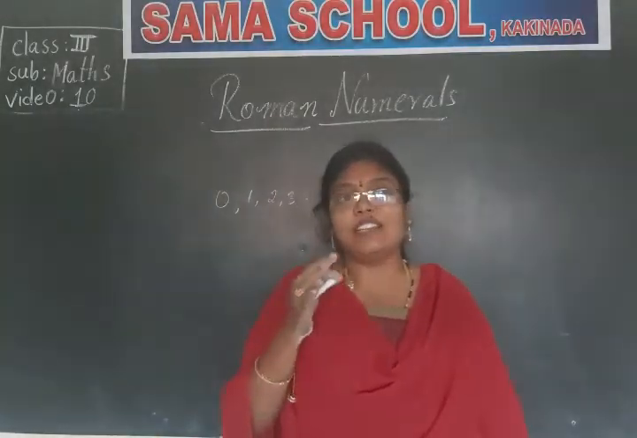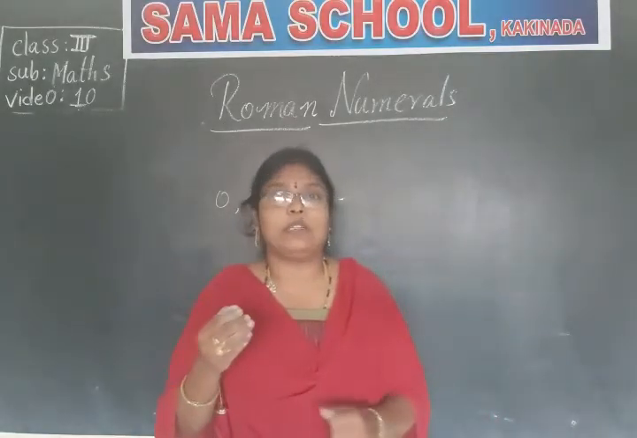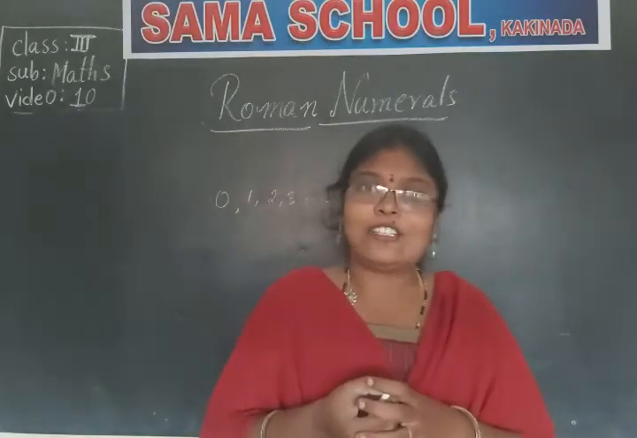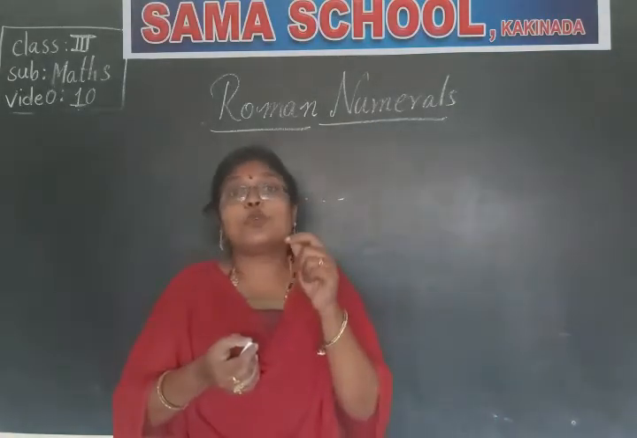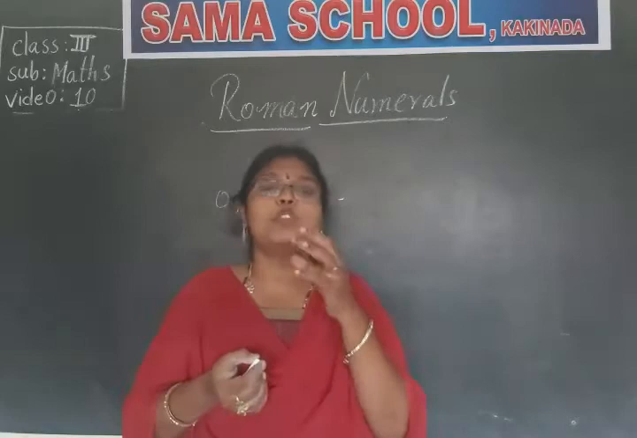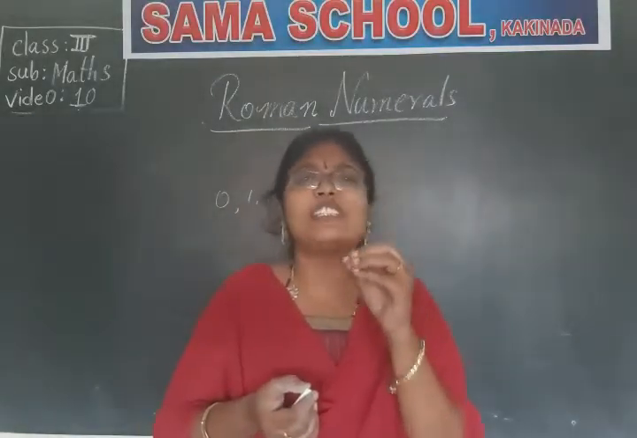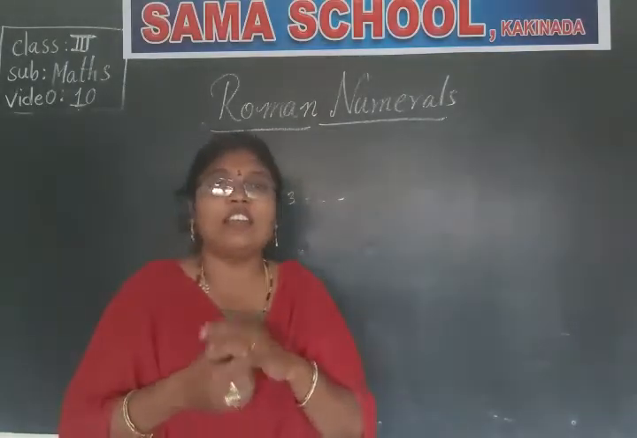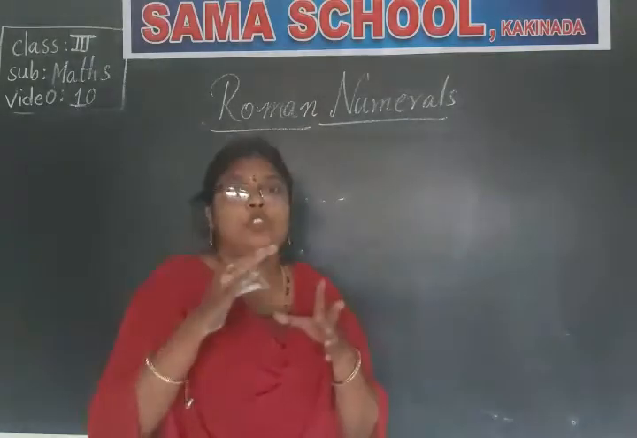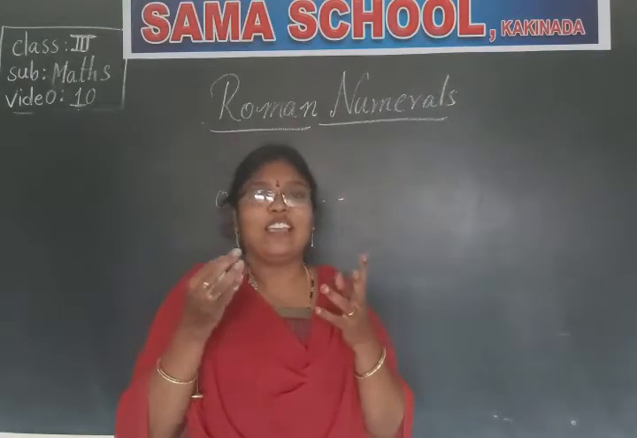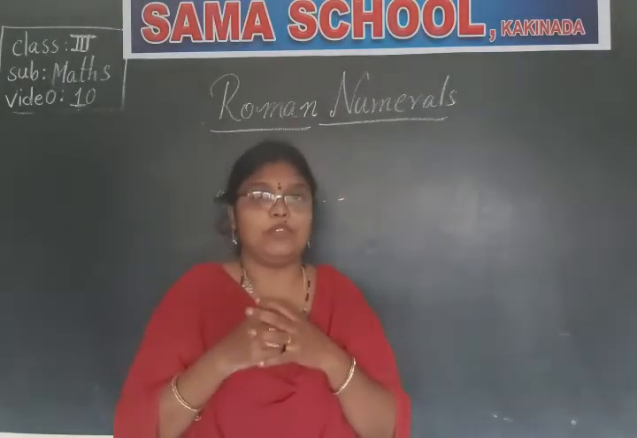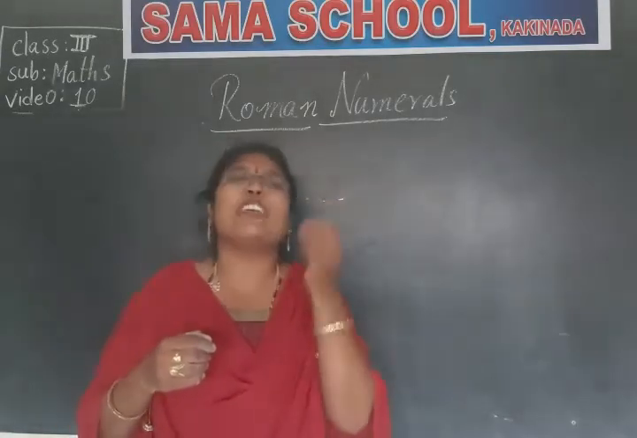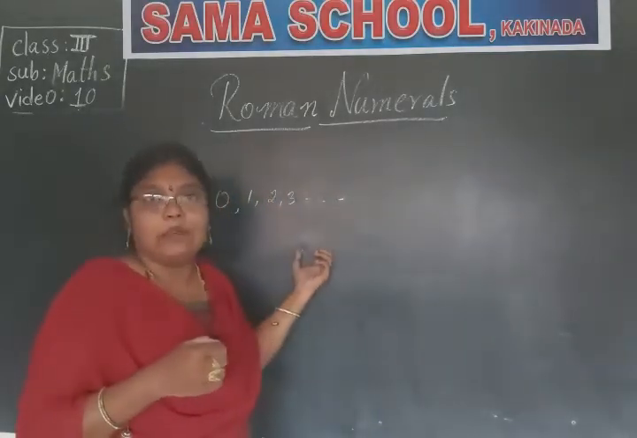For example, they used to have pet or domestic animals like cow, goat, buffalo, sheep and so on. To keep a count, they used to draw some special symbols. But later on they understood that it is not possible to count if it is a bigger number. So later on they started inventing special symbols for numbers.